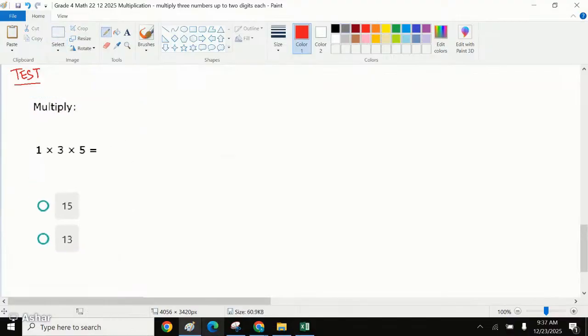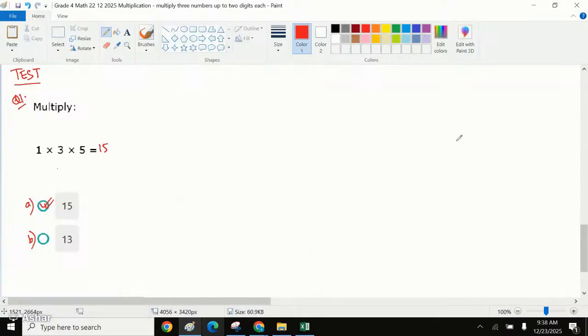From the test, this is question number 1. And this is option A or option B. So what is the correct answer? What is the answer for 1 multiplied by 3 multiplied by 5? So the answer is option A, because this would be equal to 15.